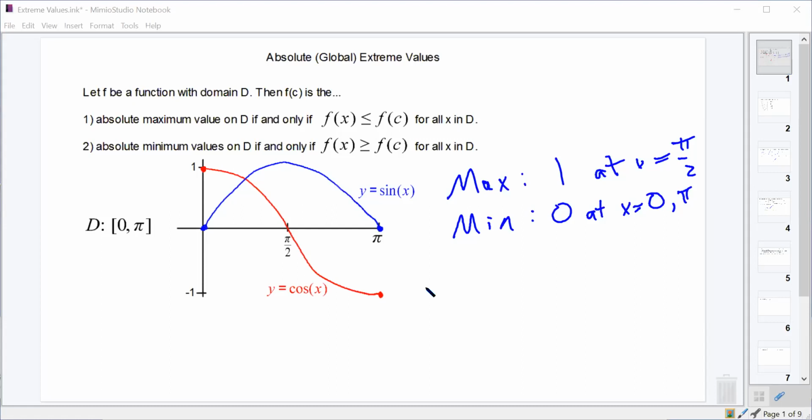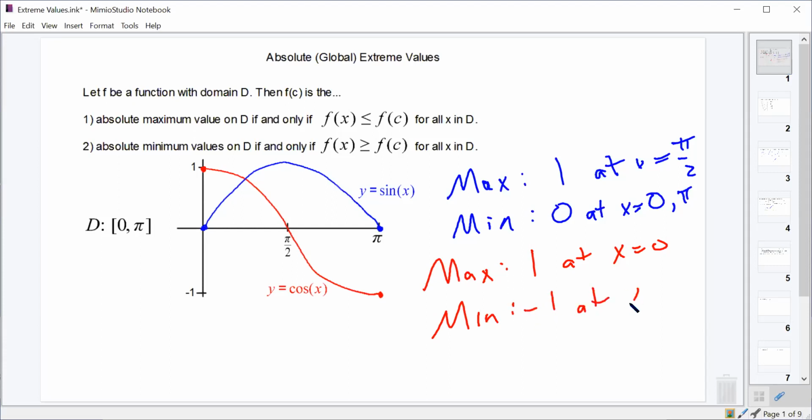So what's the absolute max of our cosine function on 0 to pi? 1, and we could say that it's at x equals 0. And what's the absolute min? It's -1 at x equals pi. Easy enough? Yeah, no issues with that, hopefully. No. All right, cool.